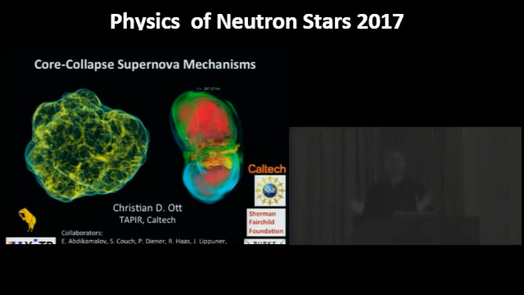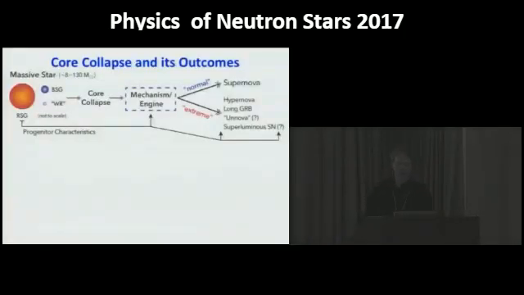So I want to talk about how supernovae explode, core collapse supernovae, and how we make neutron stars. And I don't claim to have the final answer, but this is sort of what we need to explain, where we need to get to.